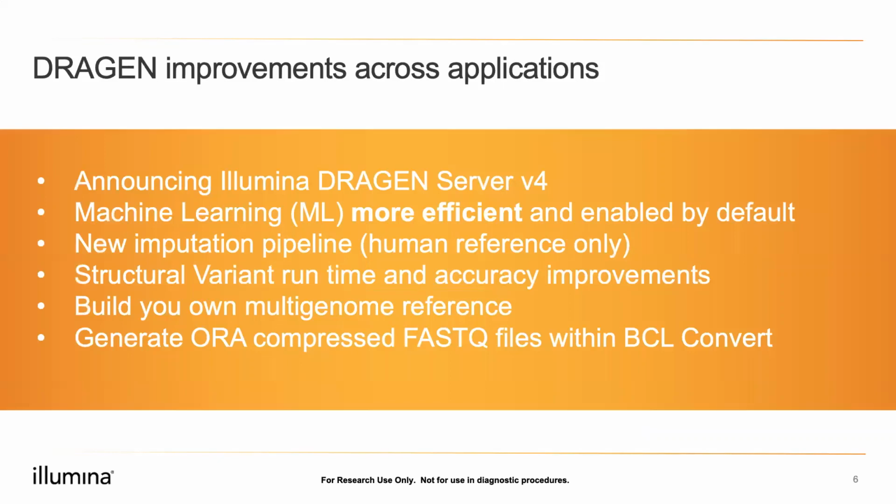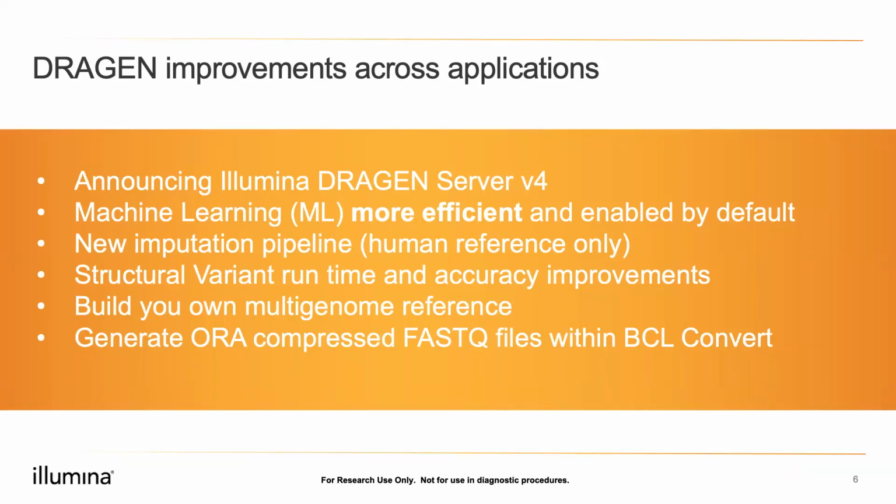There's a number of improvements with DRAGEN that don't exactly map onto one application area, and we'll touch on those as well. Although this is a software update webinar, we did recently release our latest DRAGEN hardware, the Illumina DRAGEN Server v4. So we'll talk about that a little bit. We've introduced machine learning in a previous release of DRAGEN, and now it's more efficient and enabled by default. That's an important update that we'll cover in detail as well.